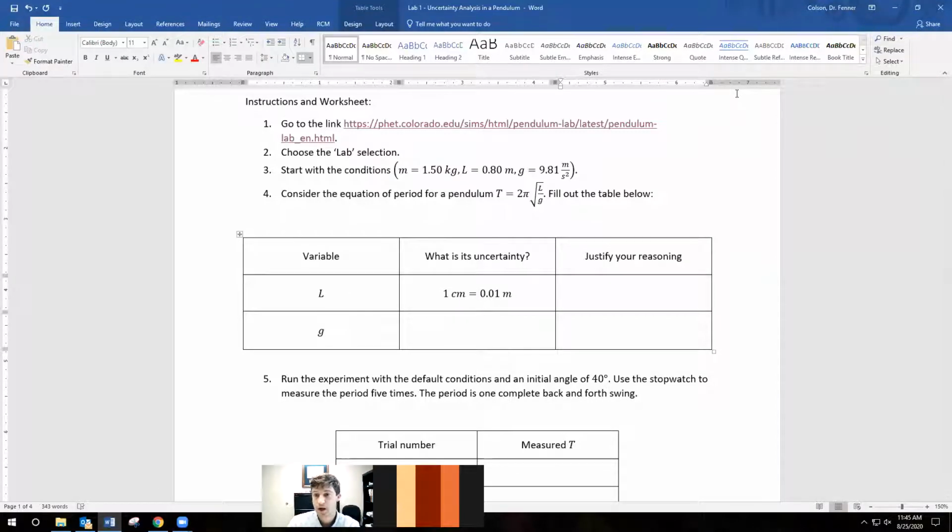And the reason why we have that uncertainty is because the notches on the ruler are no more accurate than 1 centimeter. And so we can't report a number that's more accurate than what our measuring instrument is limited to.